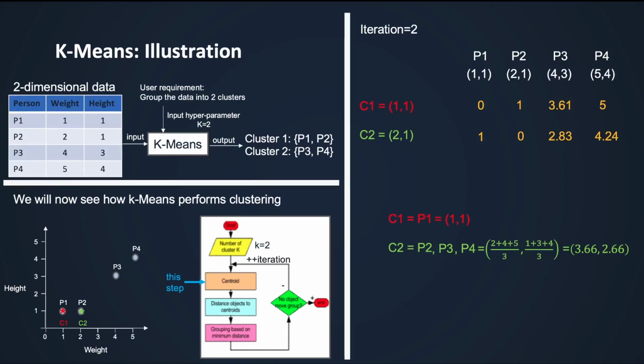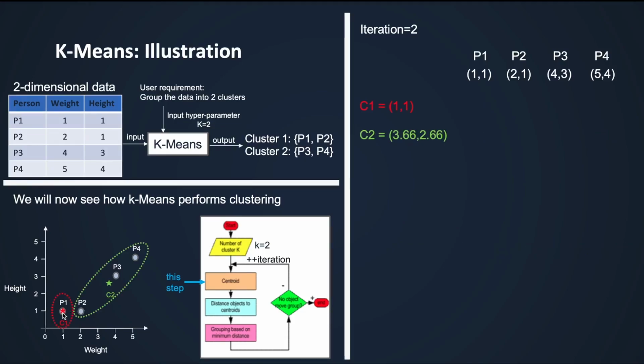The new coordinates of the C2 centroid are 3.66 and 2.66. In the figure, you can observe that while the centroid C1 still remains at P1, the centroid C2 has shifted from P2 to 3.66, 2.66. After calculating new centroids, we once again calculate the distance between the points and the new centroids.